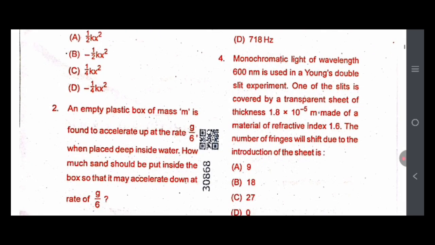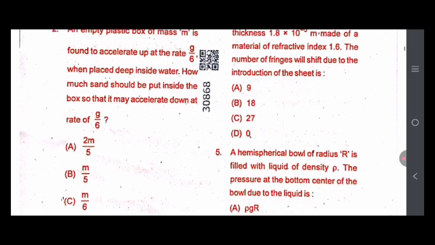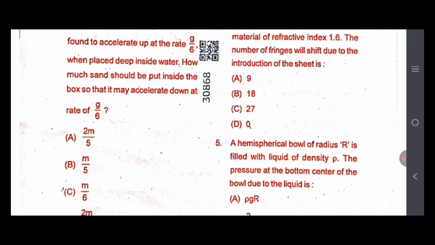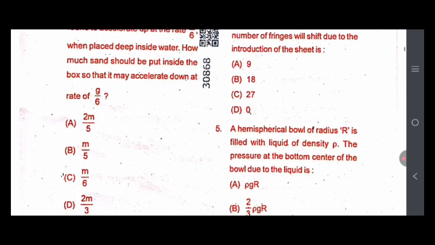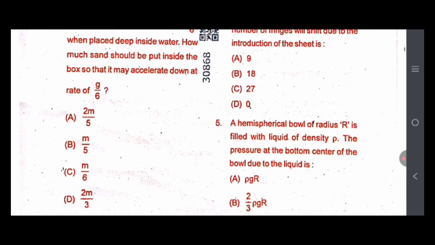Question number 4, monochromatic light of wavelength 600 nm is used in a Young's double slit experiment. One of the slits is covered by a transparent sheet of thickness 1/8 into 10 to the power -5 m made of a material of refractive index 1.6. The number of fringes that will shift due to the introduction of the sheet is, correct answer is option B, 18.